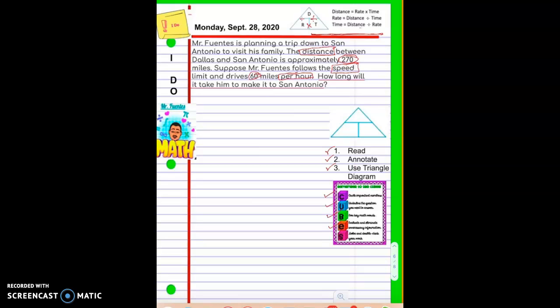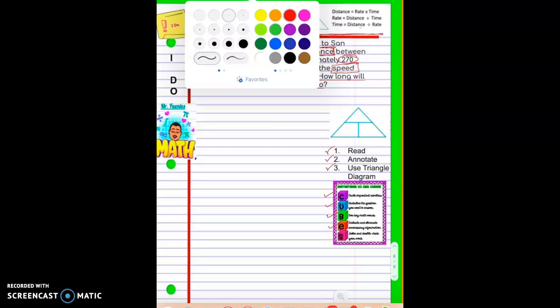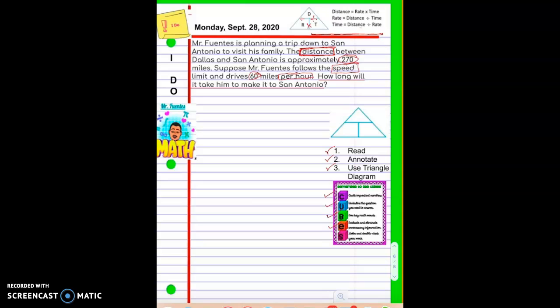So I've got to actually look at my problem and see what's given to me and how I'm going to go about solving it. Now, remember, the third step is to use a triangle diagram. So I know that one of the keywords that I boxed in is distance, and the distance is given to me as 270 miles. So I know that D is provided, and D is 270. I'm going to write it in place of the D, which is on top.